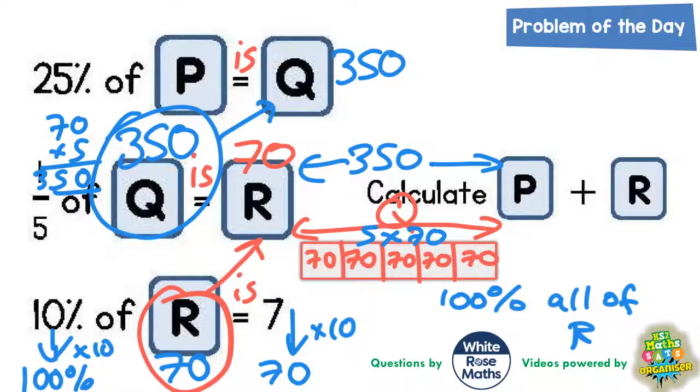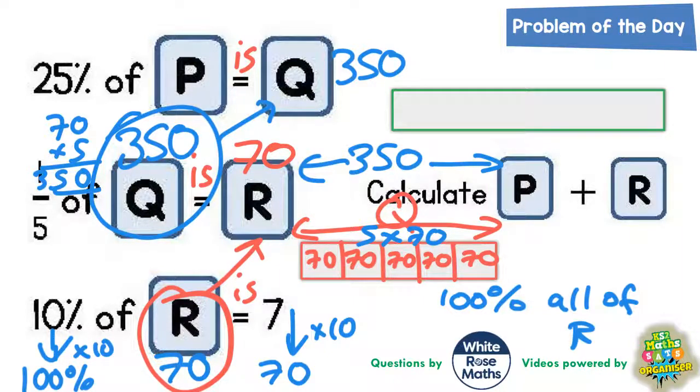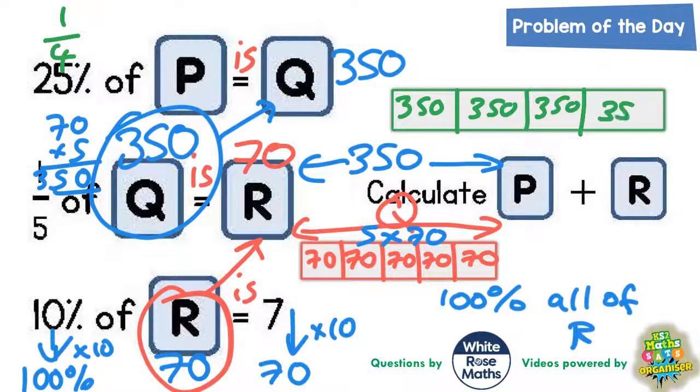So 25% of P is 350. Now if we imagine another bar, 25% is the same as a quarter. So we need to split this bar into quarters, and it's telling us a quarter of P is 350. So each quarter is 350. And don't forget that it's a quarter of P, so the whole bar is worth P. And we've got 4 lots of that, so we need to work out 4 lots of 350.